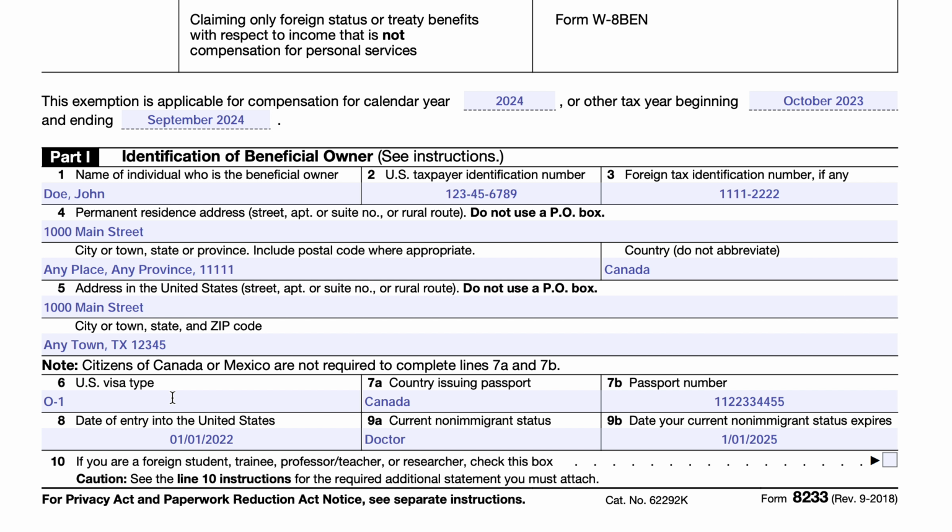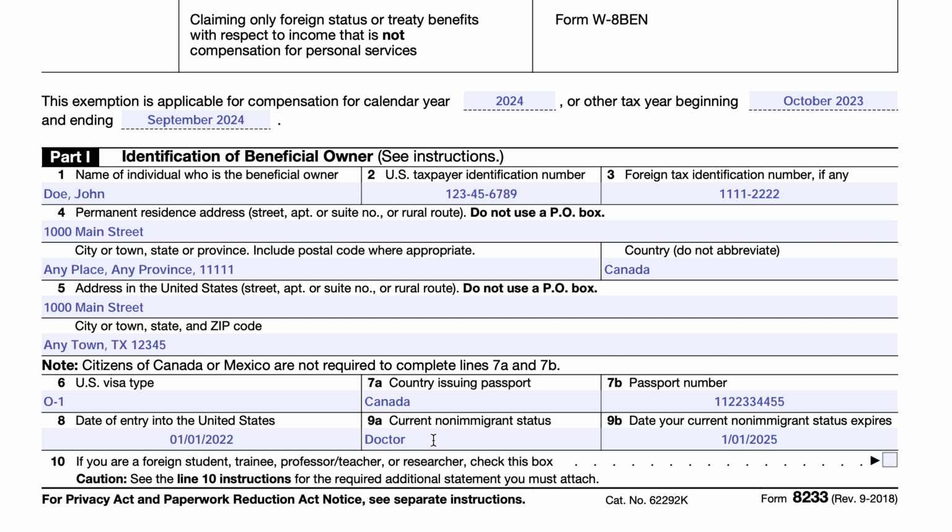Basically, the type of visa may matter a little bit, but realistically, it's going to depend on the terms of your tax treaty. So for the purpose of this form, we're only putting in the visa type. In this case, it's an O1 visa. Although he doesn't have to put this information because he's a citizen of Canada or Mexico, we're going to put his passport country and passport number in here. Date of entry into the United States, current non-immigrant status.